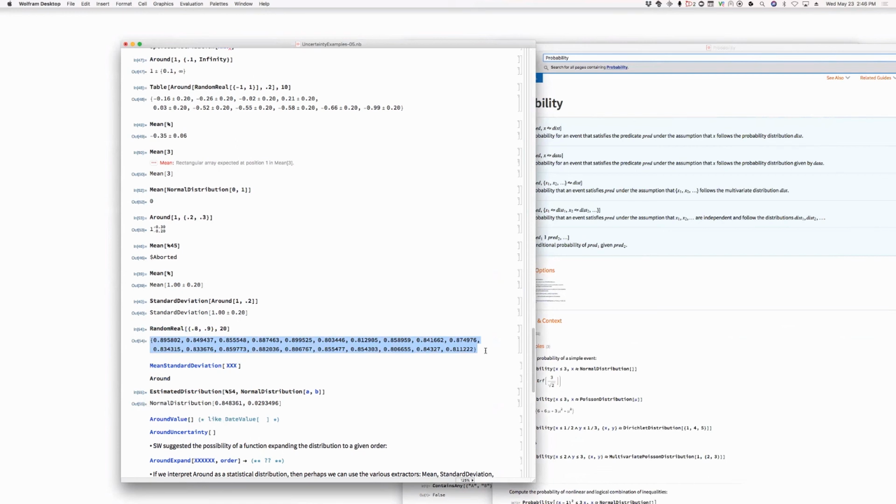Around approximation, I hate that. What are analogous functions? So we're taking, well, another possible name would be mean around.